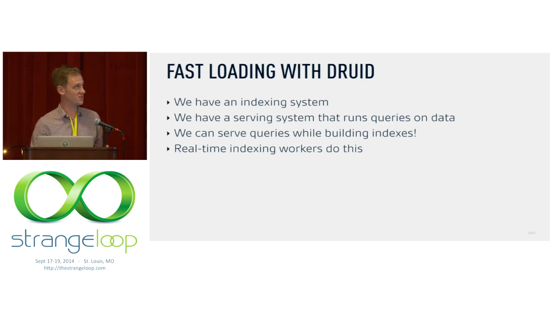And what we did was we looked at what we had. Druid has an indexing system, which can take data and create data segments. It has a serving system, the historical nodes, which can take data segments and answer queries on them. And so we just sort of slammed them together. And we have these things called real-time indexers that can build indexes, and then as they're building them, allow queries to occur on them.